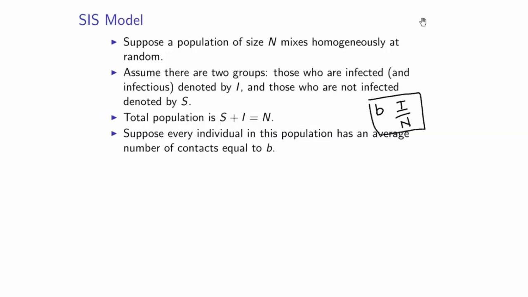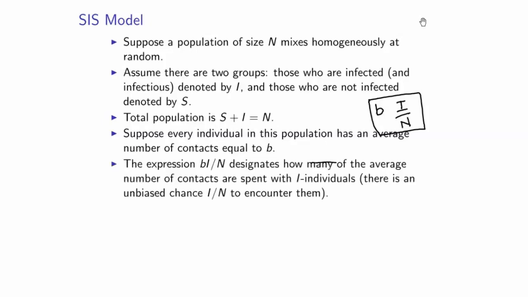and therefore this quantity B times I over N denotes basically the budgeted amount of those average number of contacts, how many of those are budgeted to individuals in the I group, with infectious individuals. So when we multiply that average number times this fraction, we're basically correcting the average number, and this quantity gives us how many of those contacts are spent with individuals in the compartment we're calling I.